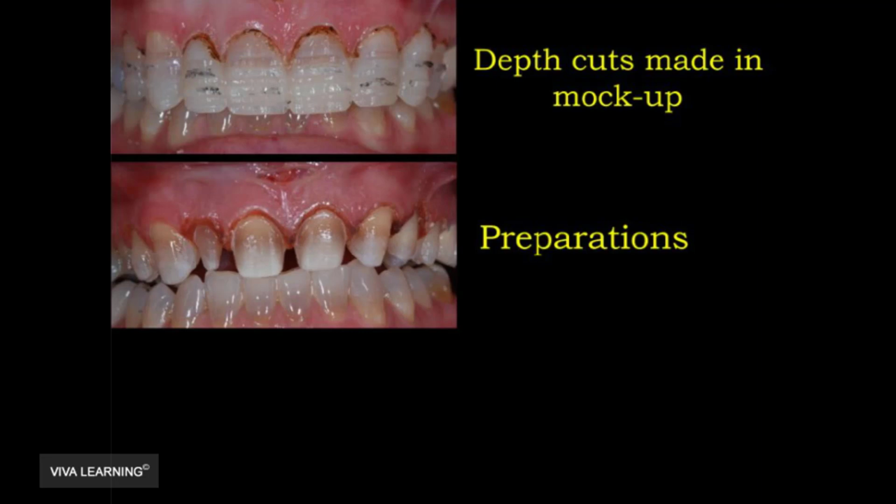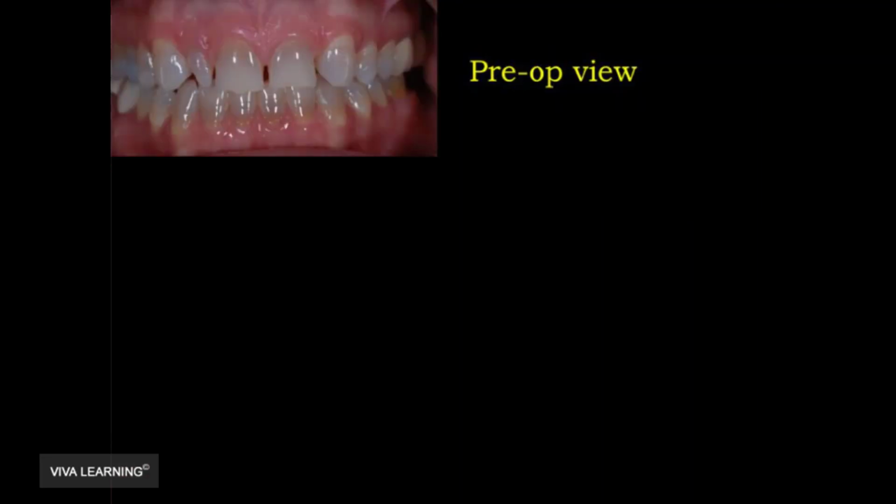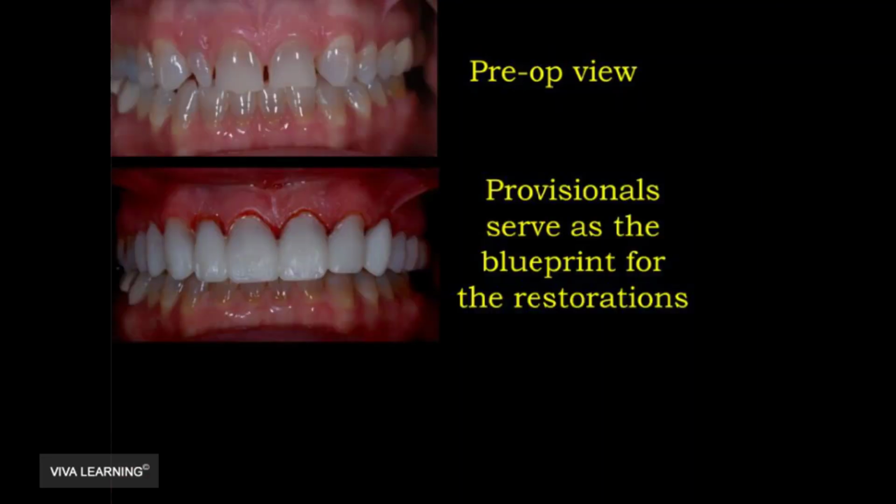So here's the, after removing the material, we know where to prep, we know where our gingival symmetry needs to be, we know how much facial reduction we need and how much interproximal reduction we need based upon our mock-up. And then here are our provisionals that are made from the impression we made of our diagnostic wax-up, of our mock-up, because we didn't have a diagnostic wax-up.